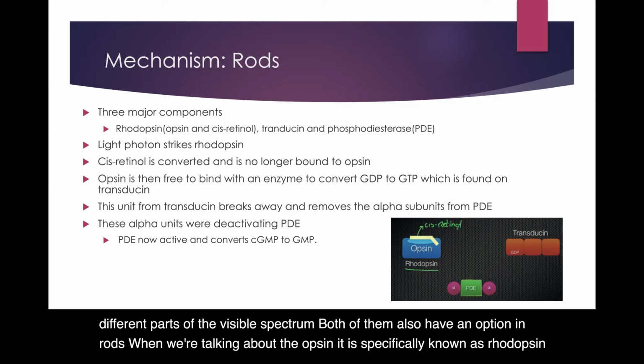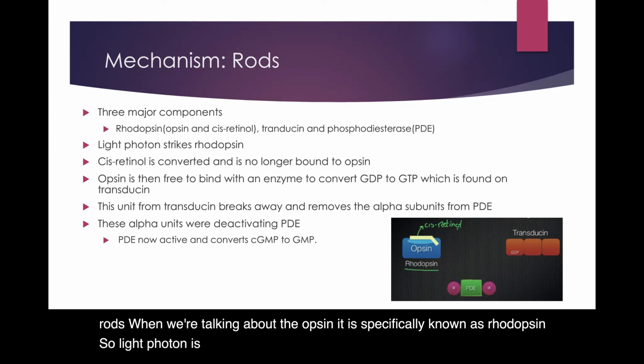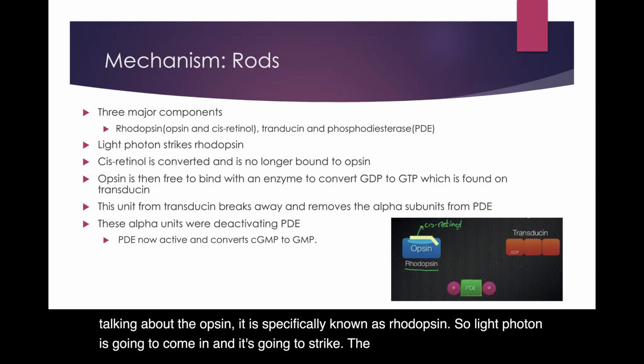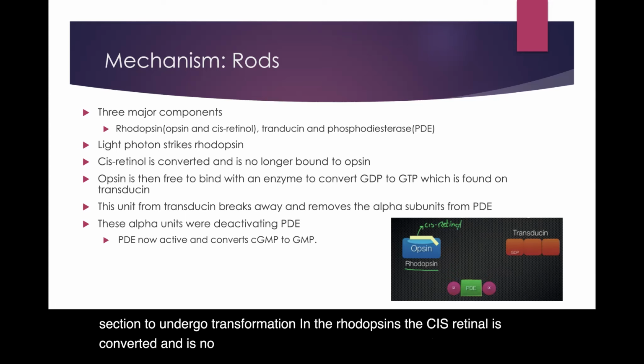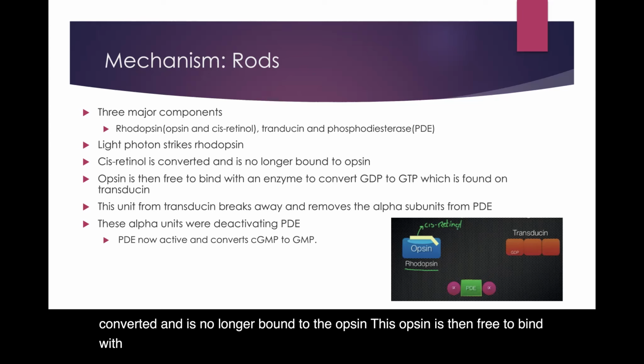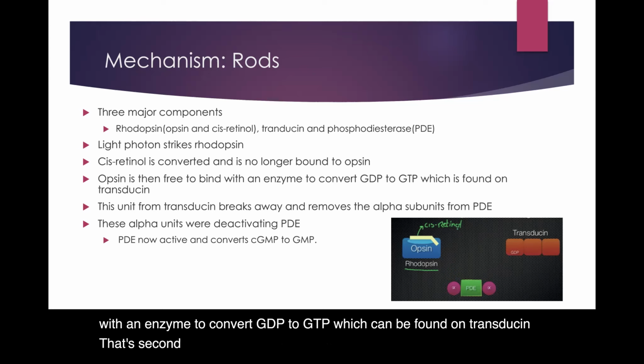So a light photon is going to come in and it's going to strike the rhodopsin. This is the first section to undergo transformation. In the rhodopsin, the cis retinol is converted and is no longer bound to the opsin. This opsin is then free to bind with an enzyme to convert GDP to GTP, which can be found on transducin, that second structural component that we're talking about.